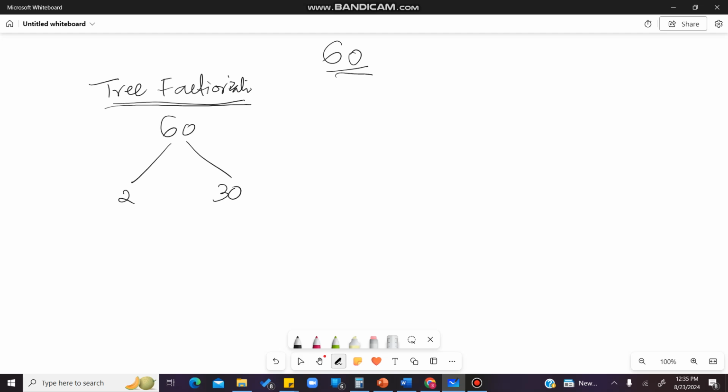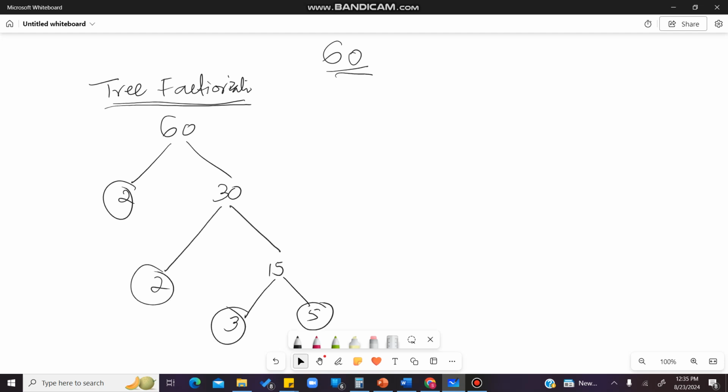So how do we get 30? We know 30 is made up with 2 and 15. 2 is a prime factor, but 15 again is composite. What do we do with 15? We break that up into 3 and 5. Now, as you can see, all the numbers at the end of the branches are prime numbers. So we are done with our tree factorization with prime factors.